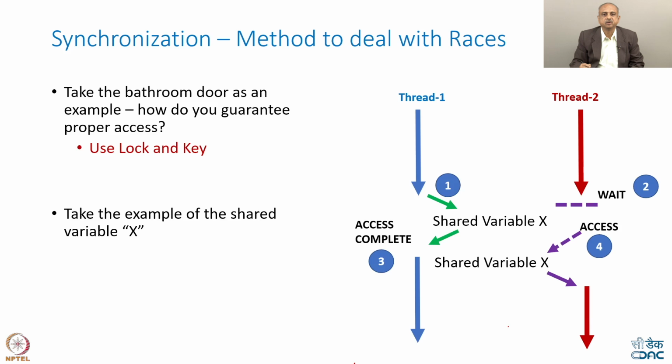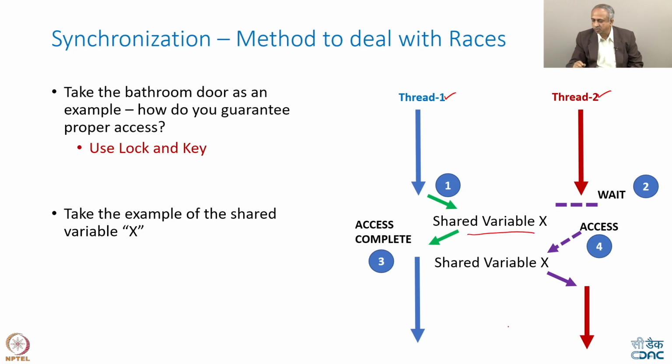As a result, only when he comes out, the second person is able to do it. The same example is shown here. We have thread 1 and thread 2. Both of them want to use the shared variable x. What are the steps that we do?